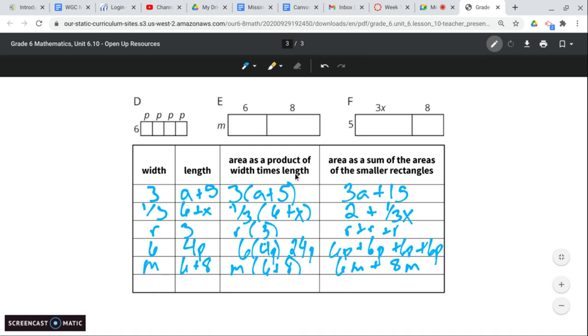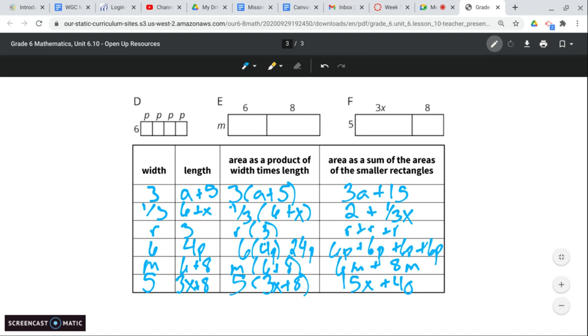All right, and our last one, F, we have a width of 5. Our length is 3x plus 8. And so we do 5 parentheses 3x plus 8. And so now 5 times 3x is 15x, and 5 times 8 is 40. So we have 15x plus 40.